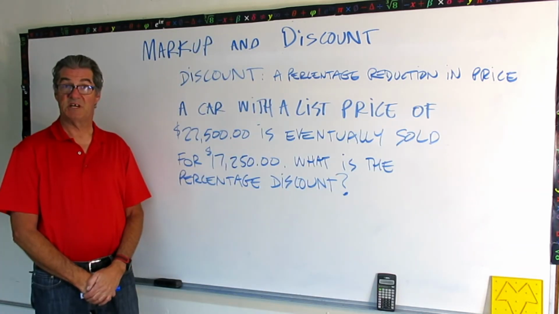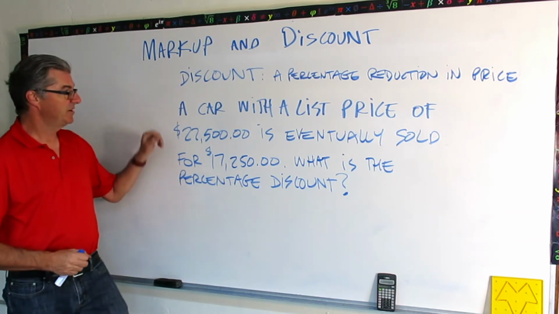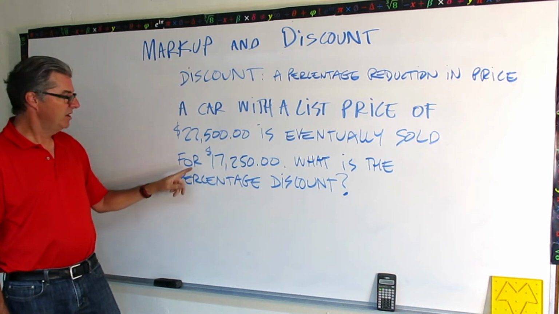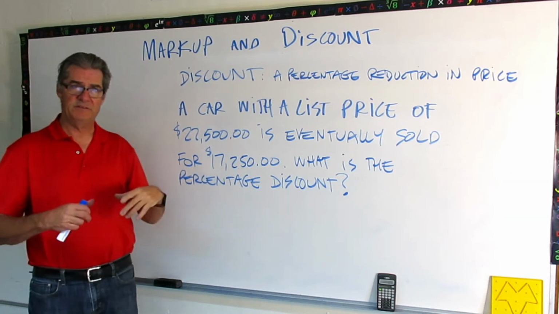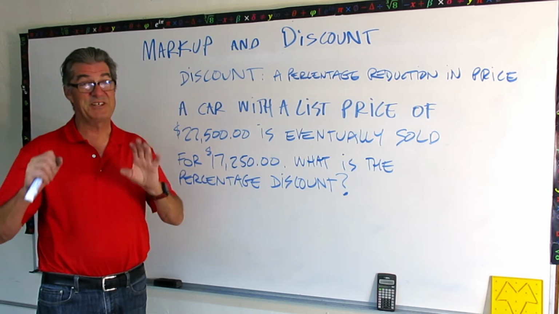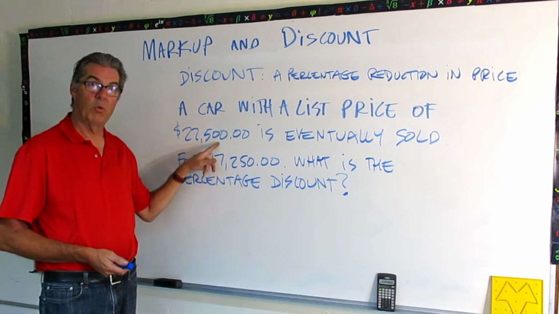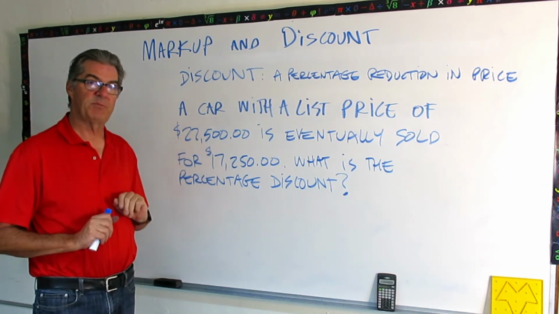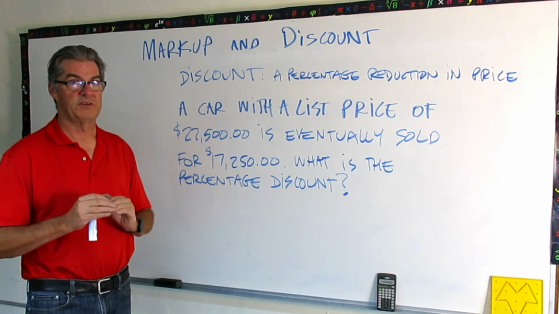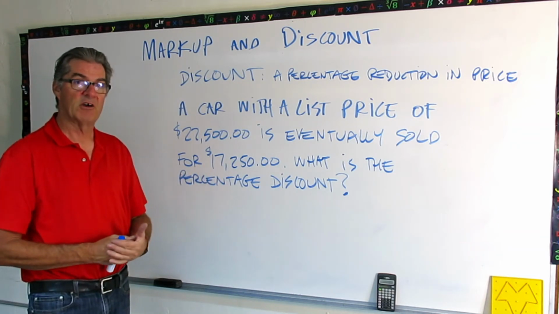Okay, let's do a different type of problem. Now we're going to figure out what the discount is. Here's the situation. A car with a list price of $22,500 is eventually sold for $17,250. This is the kind of thing that happens with cars. They're such high dollar items that if the car sits on the dealer's lot for a while and doesn't sell, they might never change the price on the window. But if you show up and act pretty interested and they've had a hard time selling that car, they're going to start to work with you. They're going to offer you a lower and lower price. You would have bargaining power in that situation.